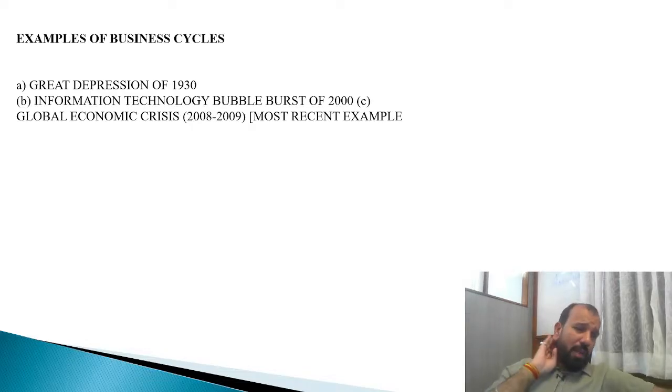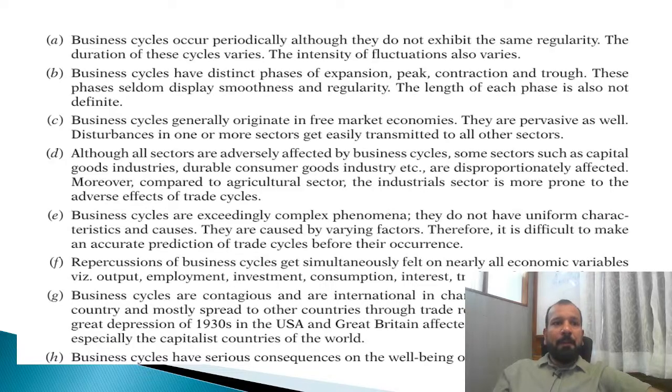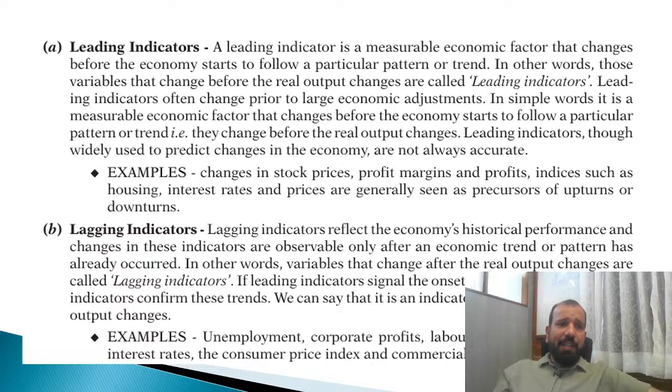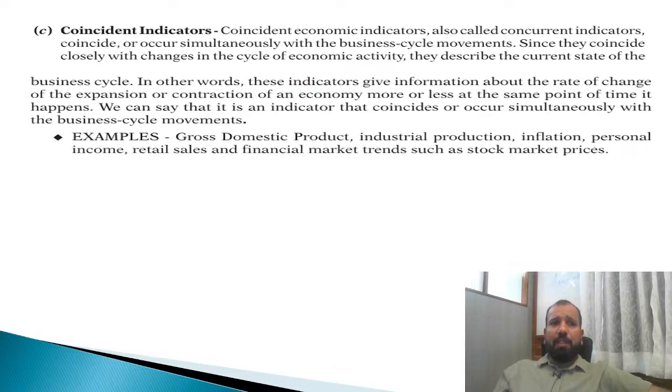This is all about the examples of business cycles: the Great Depression of the 1930s, the information technology bubble burst in 2000, and the global economic crisis of 2008. The most recent example I've already discussed. So this is all about the business cycle. What is a leading indicator, what is a lagging indicator? We have discussed these many things already.